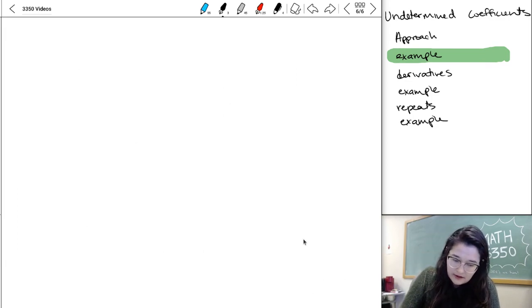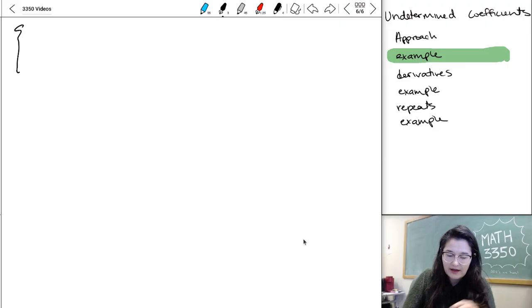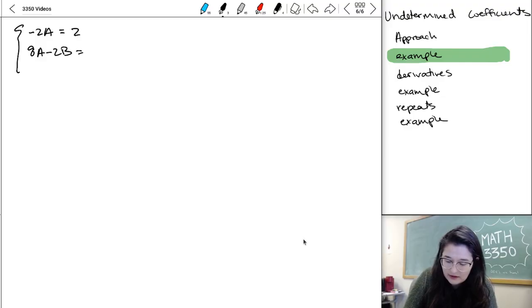But from my x squared terms, I had minus 2a equal to 2. And I'm going to write all three equations, then flip back and point to where each came from. For my x terms, I've got 8a minus 2b is equal to minus 3. And for my constant terms, I've got 2a plus 4b minus 2c equal to 6.